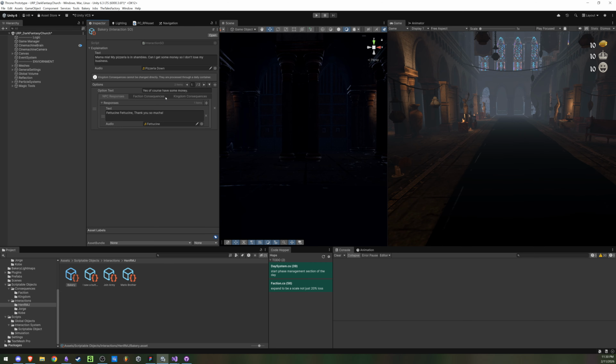Okay, and then also we have the responses. I think this system is laid out a lot easier, and we can switch between the different options that the player gets, and we can change the individual options of faction consequences and kingdom consequences. But all of it was working before. I made some minor changes with the faction consequences, adding the enums, and that's it. That's basically all I did, but it just looks nicer now.